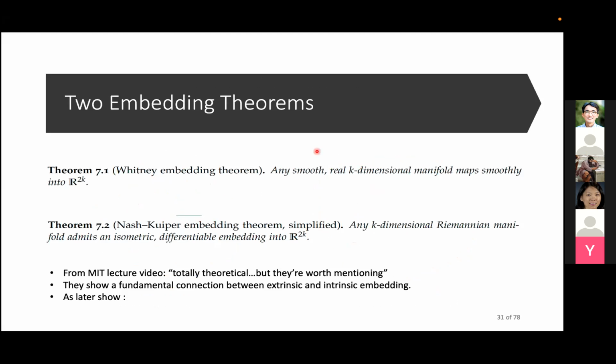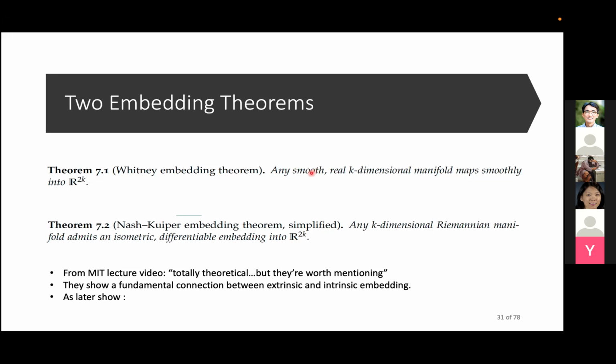Here again, I think like in one of the MIT lectures, they just throw out some theorems without giving you lots of context. So here are two theorems they mention that are well known in mathematics about embedding manifolds. The first one is called the Whitney embedding theorem. It says that any smooth real k-dimensional manifold maps smoothly into R^2k.